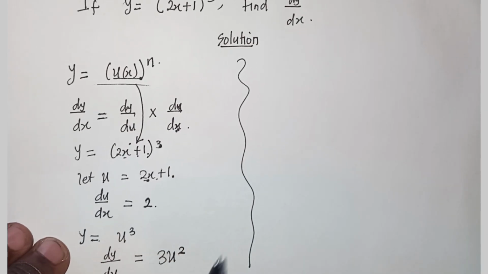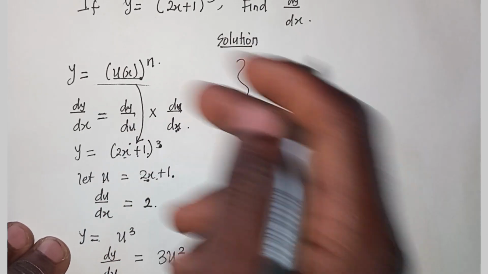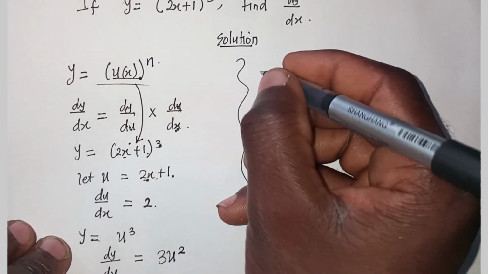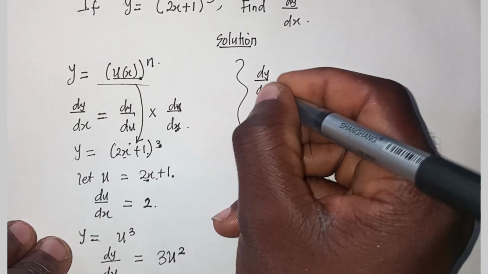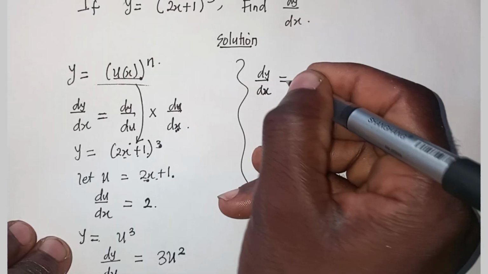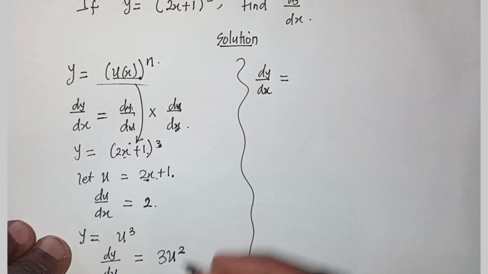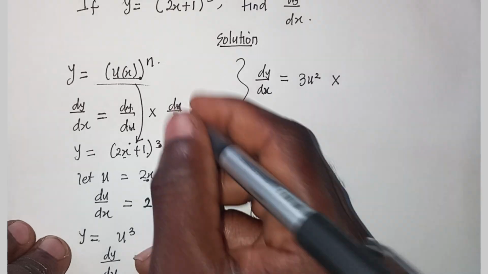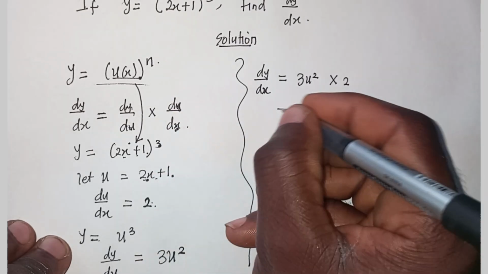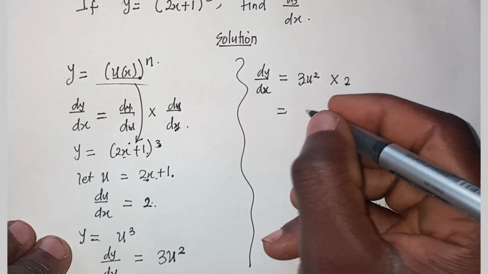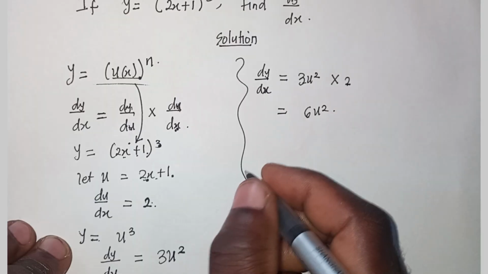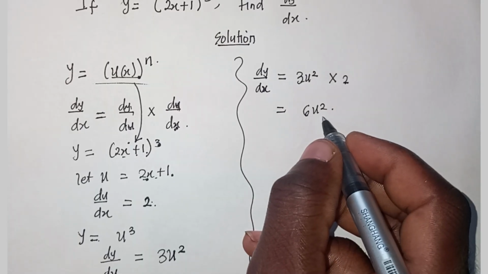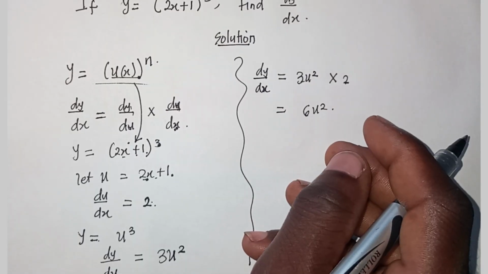Since we have dy/du now and du/dx, all we need to do is to go back to our formula and substitute. That means our dy/dx will now be dy/du, which is 3u squared, times du/dx, which is 2. So it becomes 3 times 2, which is 6u squared. This can be our final answer, but this is not our final answer.